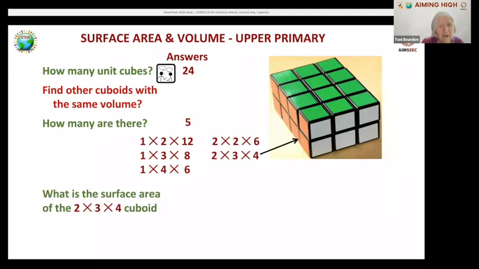So I think this is a very simple activity, but it's actually got quite a lot of potential as something to explore and talk about. And now we're leading on to the surface area of this. What is its surface area?